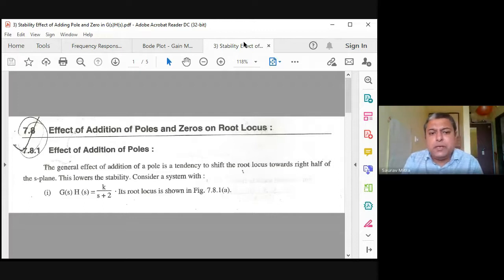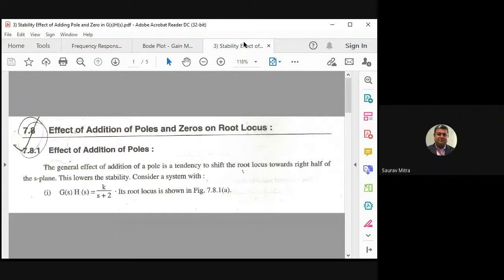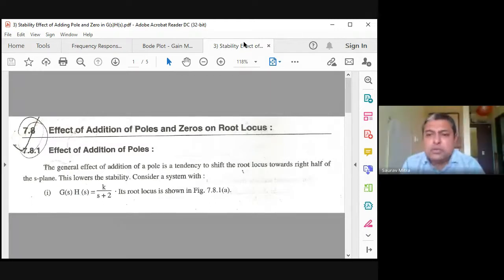So let us see what is the effect of addition of poles and zeros in root locus. Keep the Bode plot for the time being out of your mind. Concentrate on the last topic of root locus. Initially I am giving you GSHS = k divided by s plus 2. That means this is a single pole system, and s is equal to -2. You are finding one single root in the left hand side of the s plane. So please switch into root locus. I am not talking about the Bode plot again.